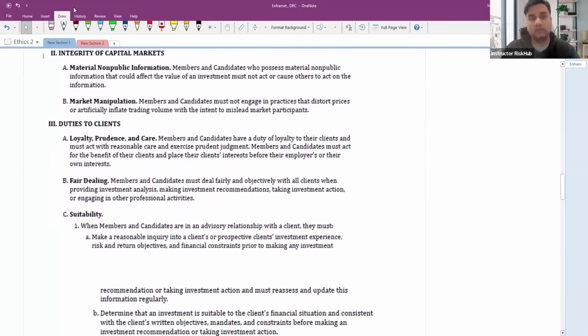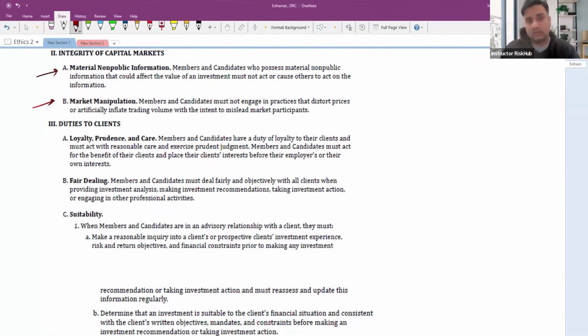Now we are getting into the second one. The second one is integrity of capital markets. When I talk about integrity of capital markets, there are two parts here, right? One is material non-public information. So the idea here is that if the information is material and non-public, do not trade on it. Do not tip it, right?